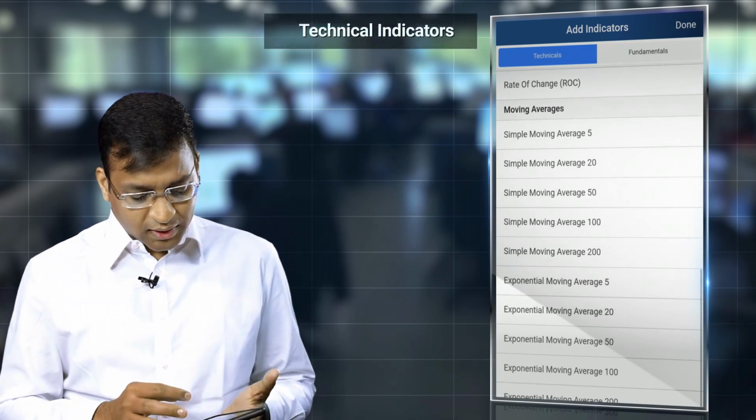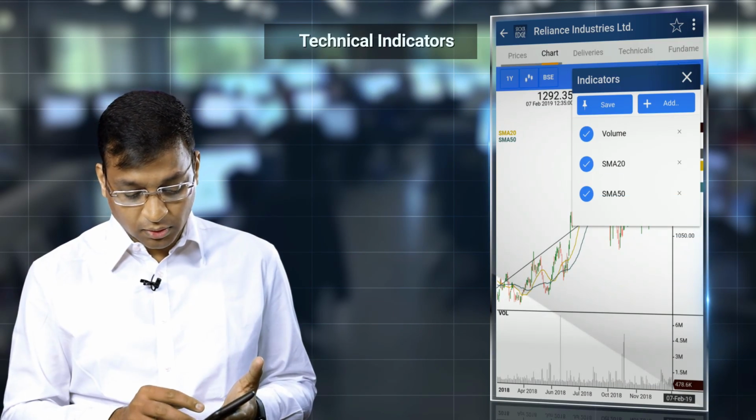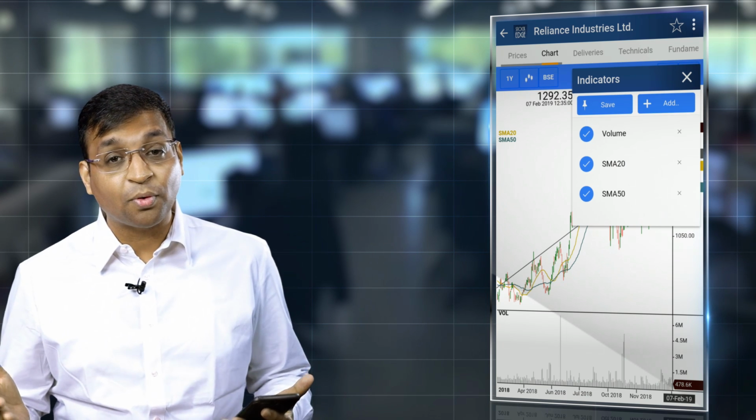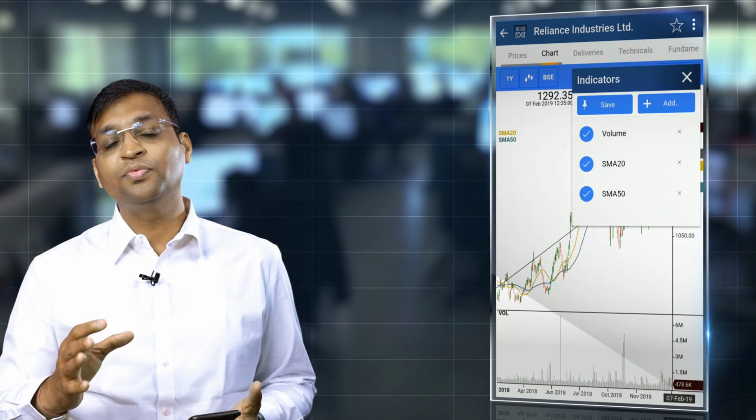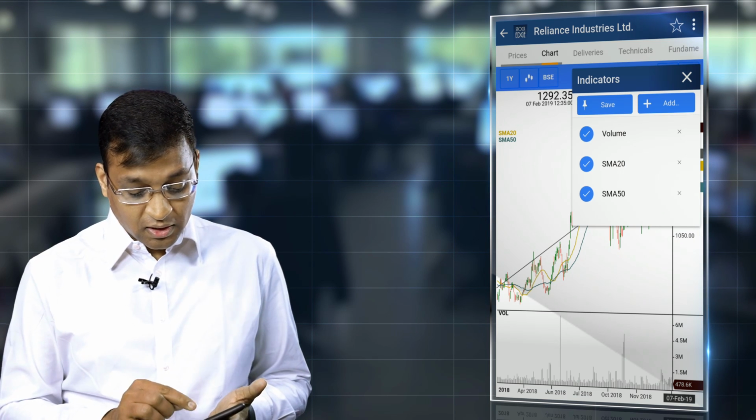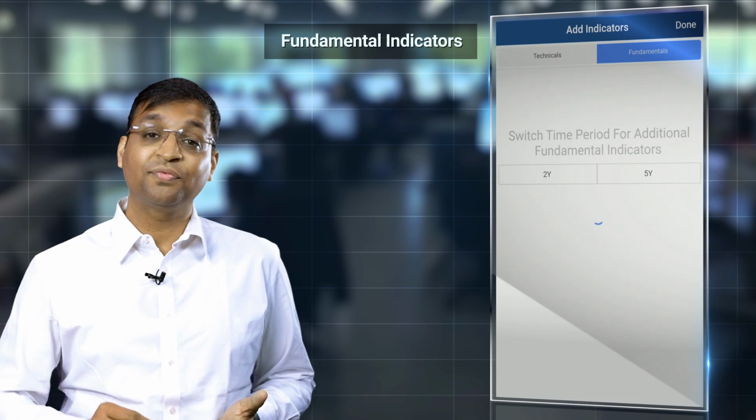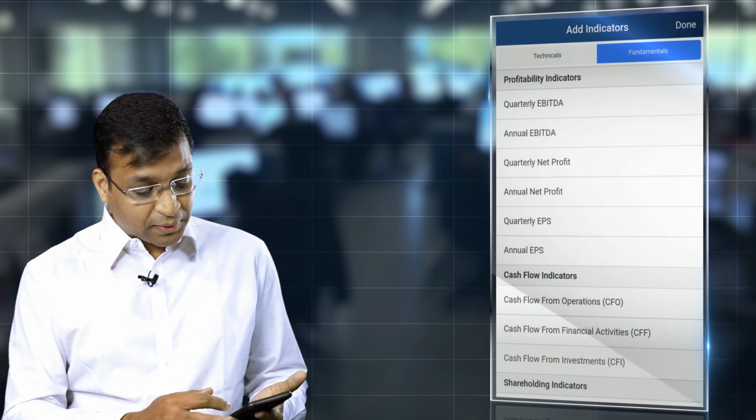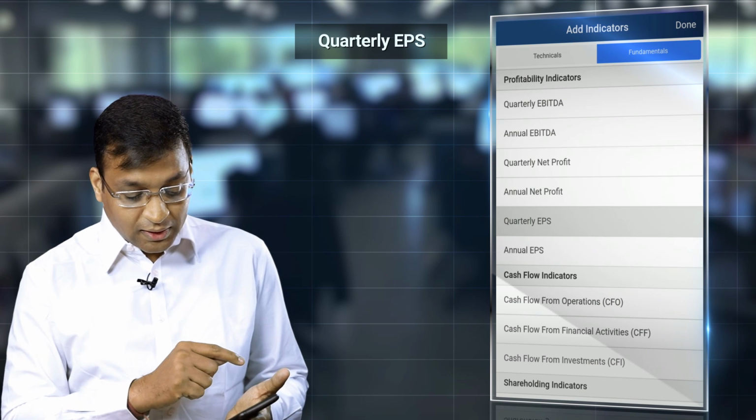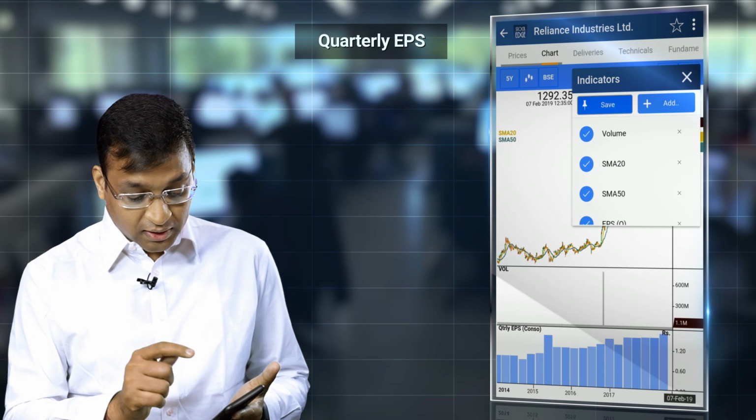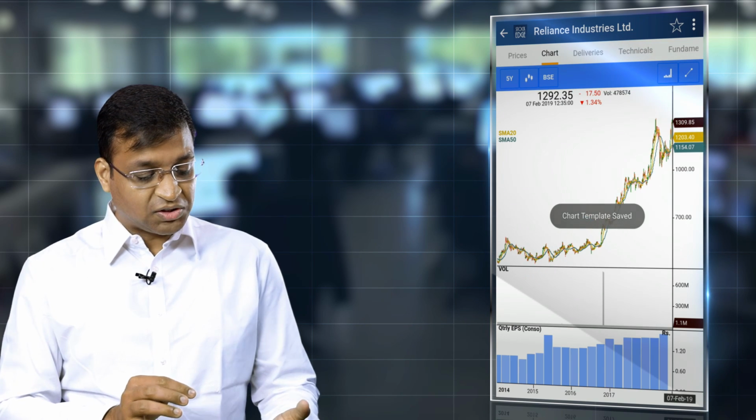Now, as you know, there are technical indicators which can be plotted, as there are other tools which provide that. But one of the beautiful features which we have added in Stockage is that you can actually add fundamental indicators also as part of the chart. So see, for example, in this, I'm plotting say quarterly EPS as part of this chart, and I'm saving this template. See this chart now.